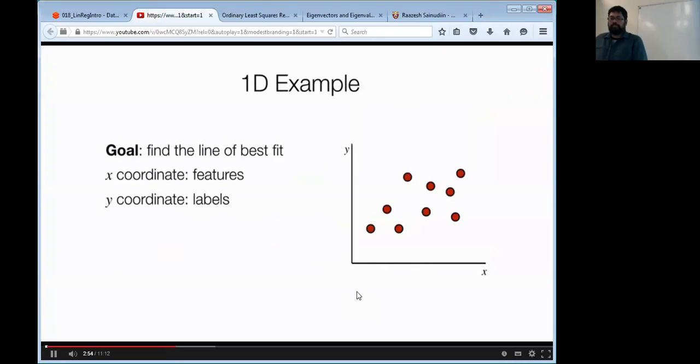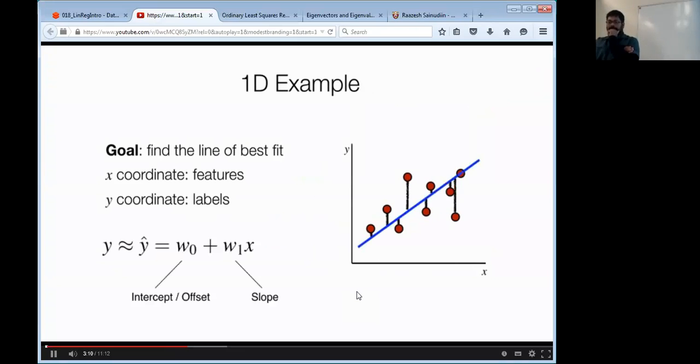Now let's get a better sense of what's happening by considering a simple example where we have a single feature as shown in the figure on the right of this slide. Here, each red point is a training observation, with its x-coordinate being its feature and its y-coordinate being its label. Our goal in linear regression is to find the line of best fit, or in other words, finding a line that minimizes the vertical distances between itself and the training points. This line of best fit can be characterized by 2 parameters, namely its slope, denoted by W1, and its offset or intercept, denoted by W0.